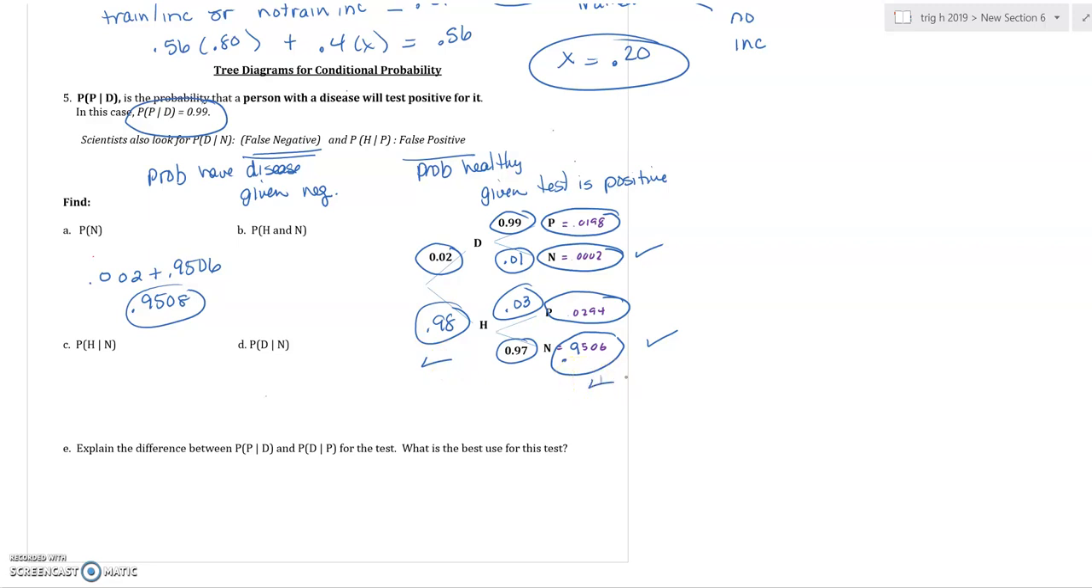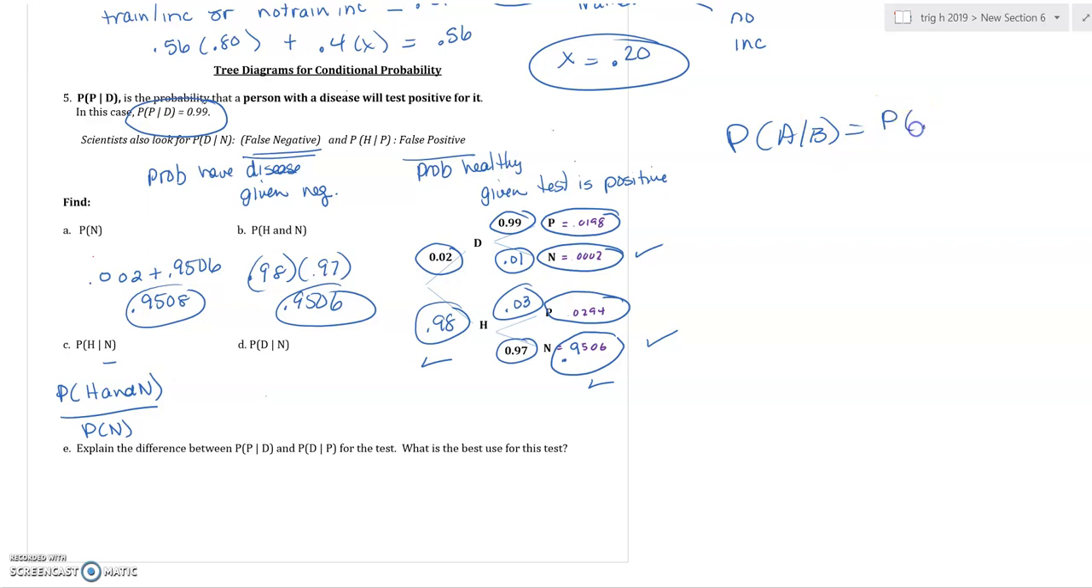Over here, what's the probability that you're healthy and you get a negative result? So that's 0.9506 because that's 0.98 times 0.97, which is 0.9506. Over here, given that you got a negative result, what's the probability that you're healthy? So that's the probability of healthy and negative divided by the probability of negative, because again, we had our formula for conditional probability from our last unit.